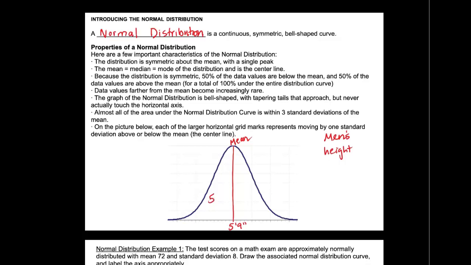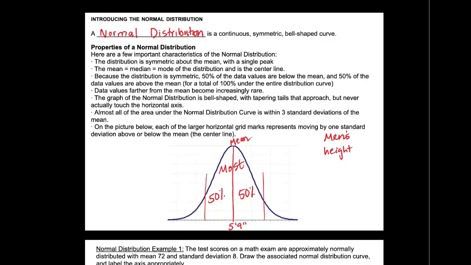So it means 50% of the data is on the left, 50% of the data is on the right. It means 50% of men are shorter than 5 foot 9, 50% are about average or taller than 5 foot 9. And so that means 100% of the data total is underneath the curve. And so most of the data, as you can see, is around where the mean is. You can imagine in terms of heights, people you see walking around, most men are 5'9" plus or minus a couple inches on either side.